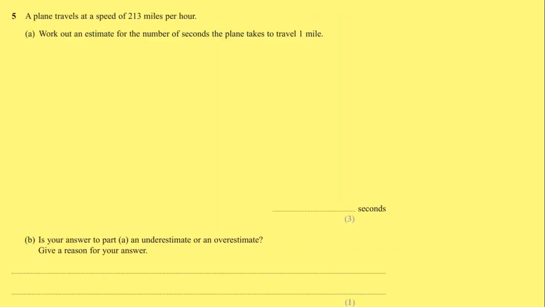Okay, moving on. A plane travels at 213 miles per hour. Work out an estimate for the number of seconds the plane takes to travel 1 mile. Now, an estimate means that we're going to have to do some rounding to one significant figure. Now, 200 would be this rounded to one significant figure. It's 200 miles per hour. But we want to talk about seconds. Not really interested in hours. So we want to convert hours to seconds.